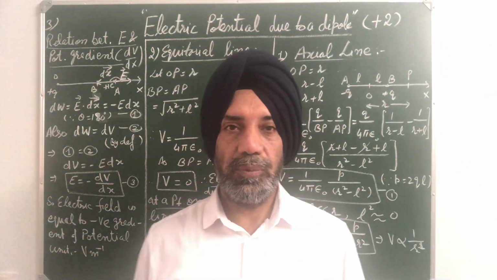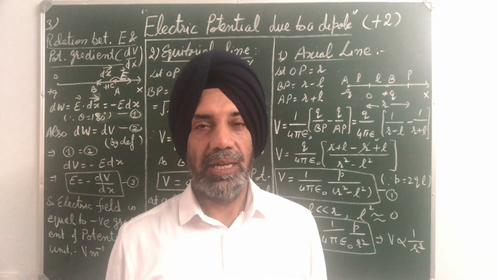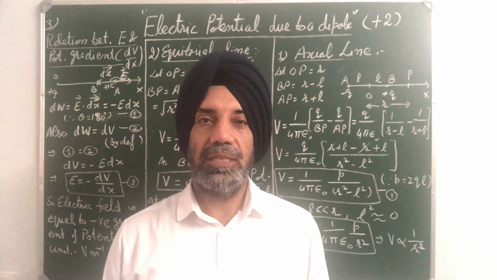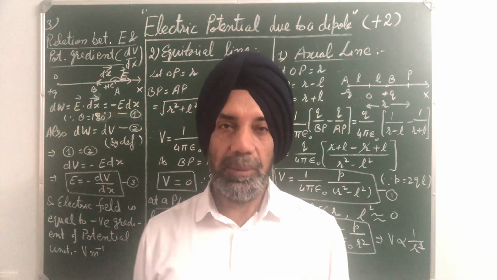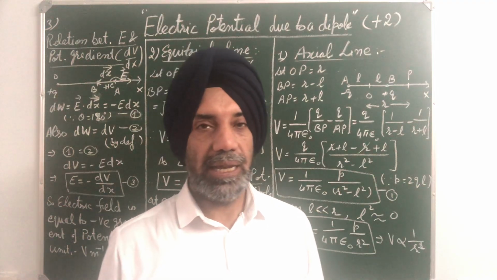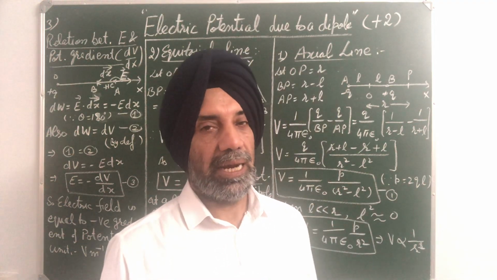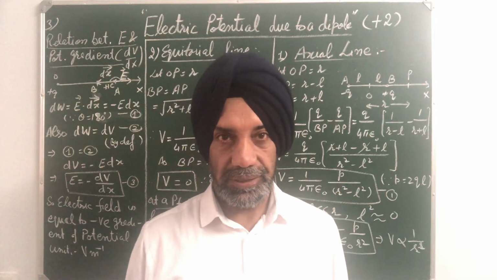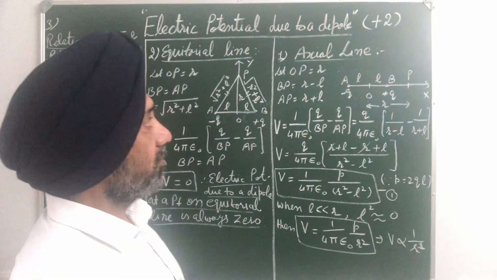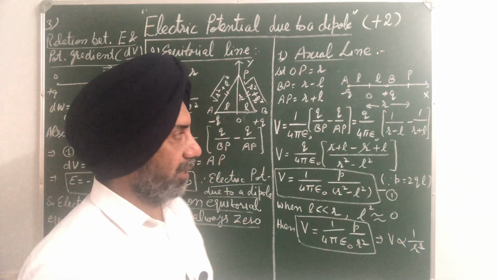Dear students of plus 2 medical and non-medical and their respective teachers, today I am going to discuss electric potential due to a dipole at a point on the axial line and at a point on the equatorial line, and I will also derive the relation between electric field and potential gradient. So let us start. Electric potential due to a dipole at a point on the axial line.